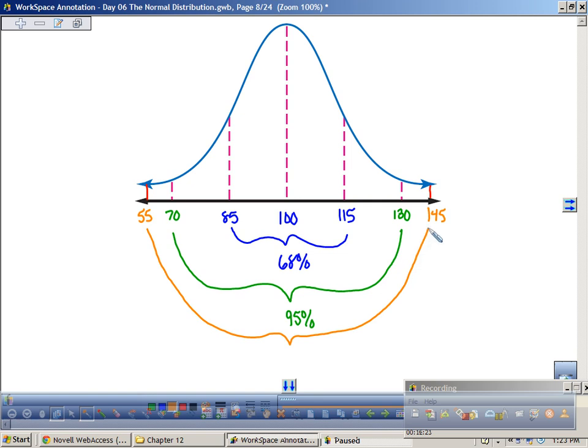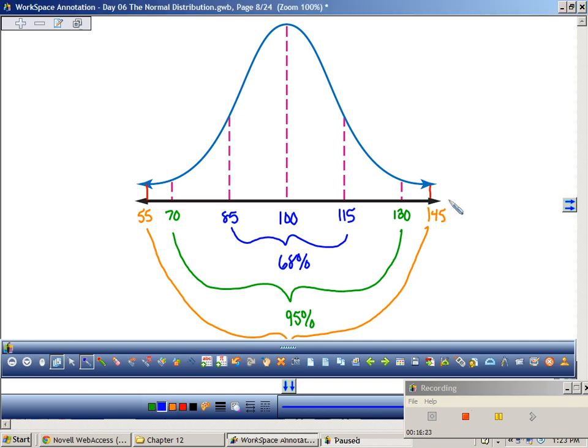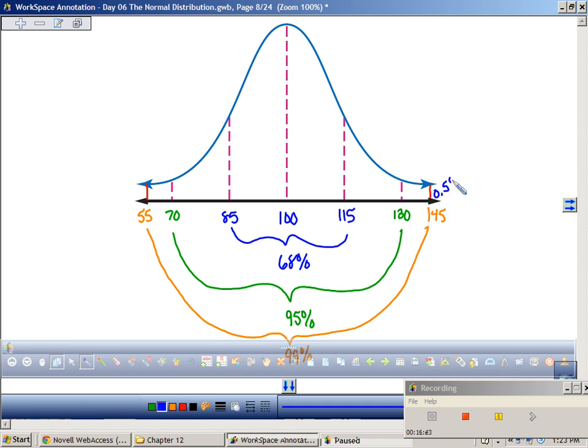It will always be the same. That's 99%. Okay? So if you had an IQ of over 145, what percent of the population would that be? 2.5% have an IQ of above 145.